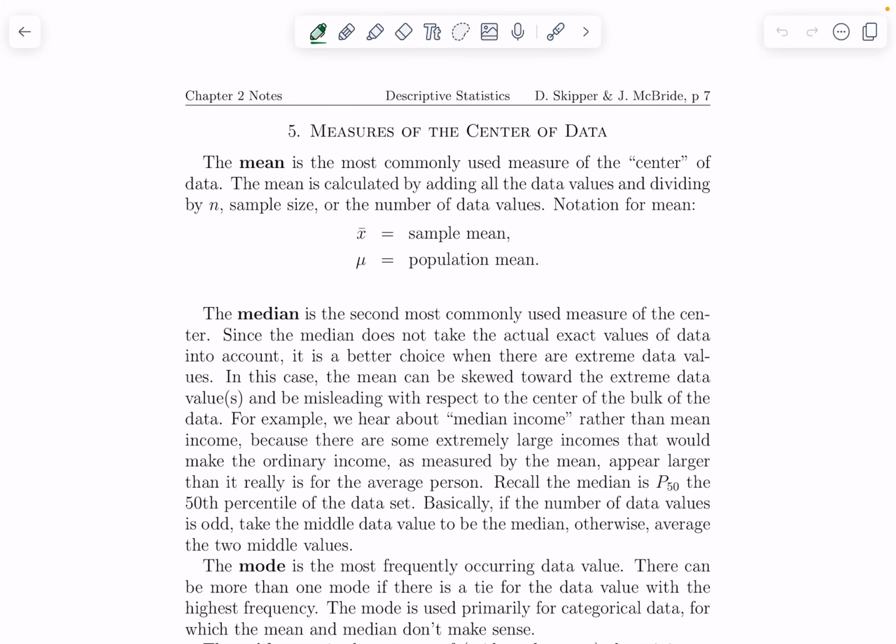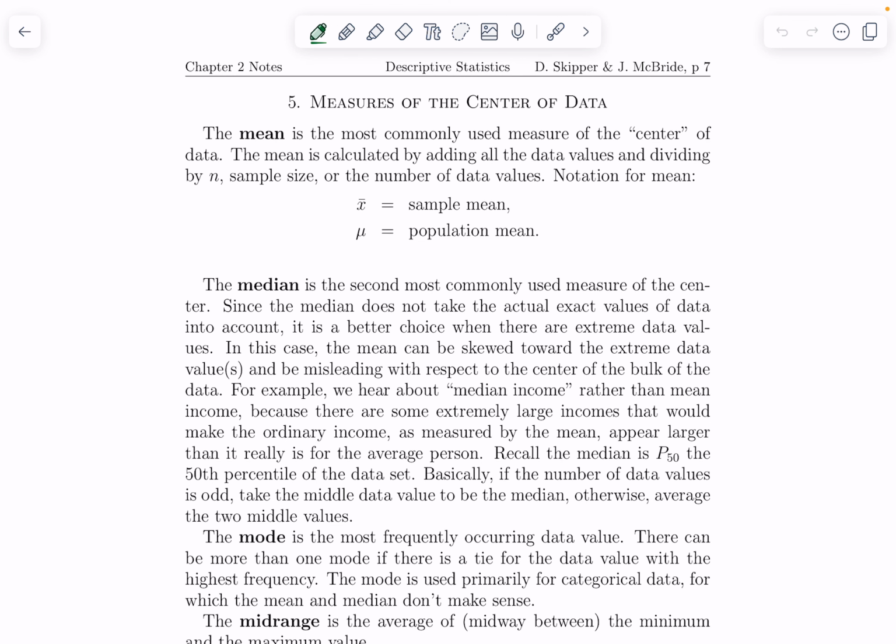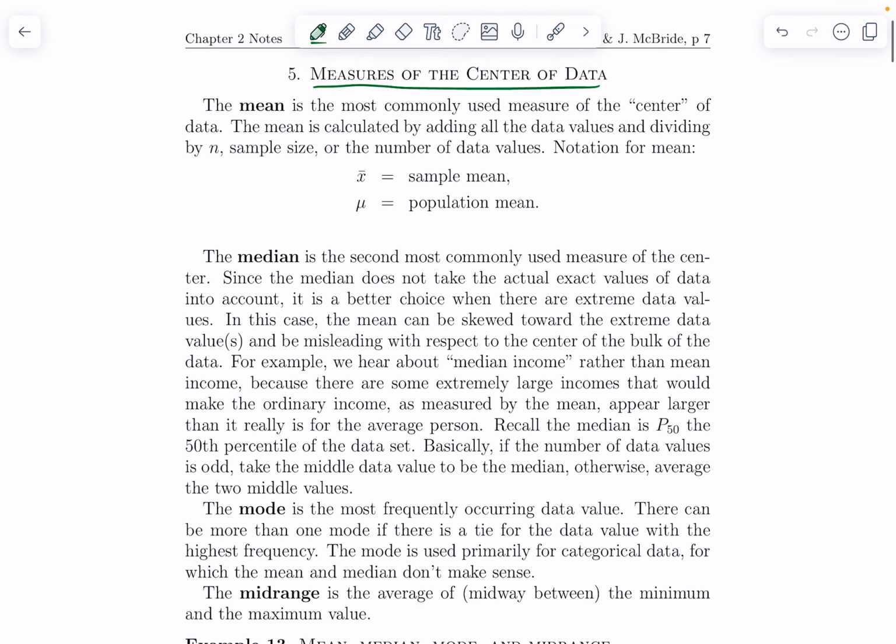Okay, hello everyone. So today we're going to be talking about sections 2.5 all the way to 2.7 and 2.8. These are talking about very important descriptive statistics, the measures of central tendency, the measure of center of the data. We're going to talk about four of those.